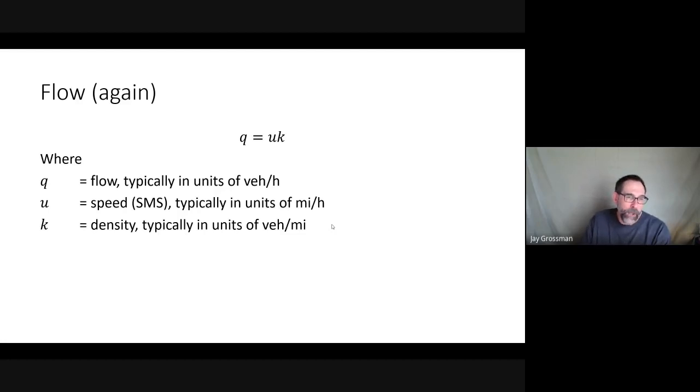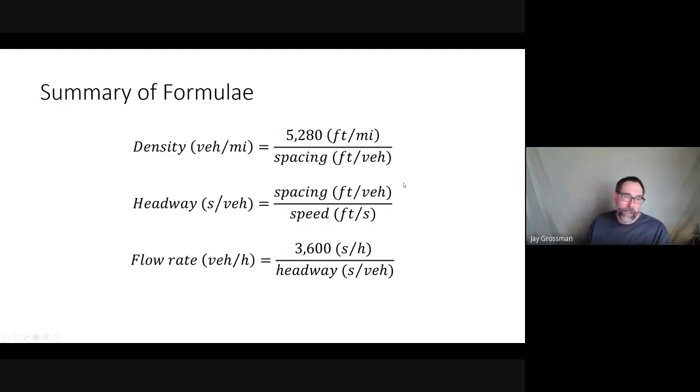Flow rate, you can also say, is the speed times the density. If you report in miles per hour and vehicles per mile, the math works out and you end up with vehicles per hour, so you get flow rate. So they're all connected.